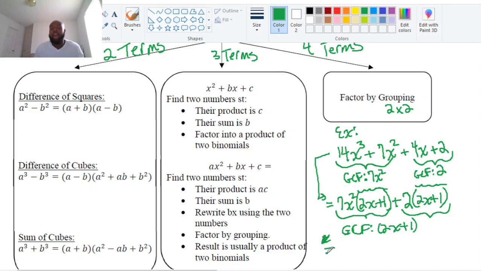So I can factor out that GCF, which is that 2x plus 1. And when I do it to this first term, I'm going to be left with the 7x squared. And when I do it to the second term, I'm going to be left with the 2. And that's how we would factor when we have a polynomial with 4 terms.